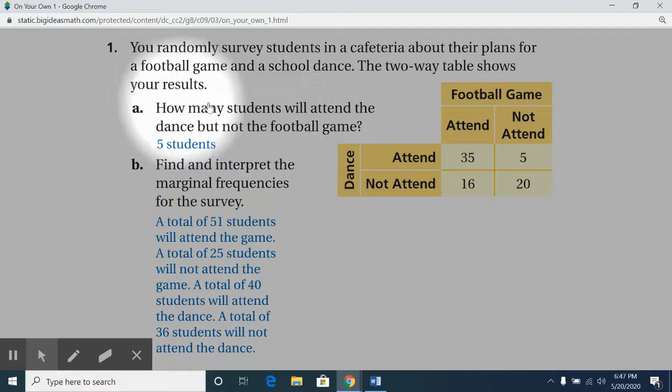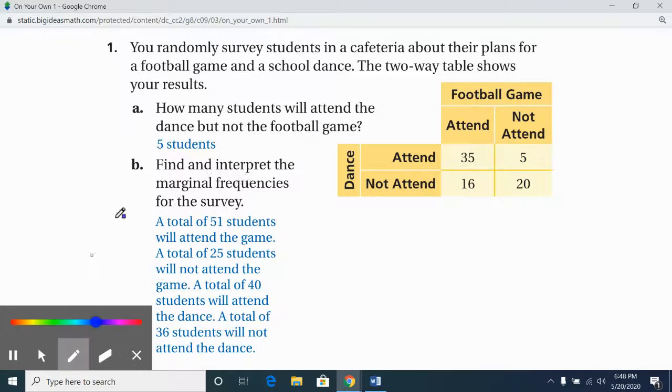All right, so how many students will attend the dance but not the football game? So they will attend the dance. That's this row right here, so it's one of these, but not the football game. Here's the football game. The ones that will not attend but will attend the dance would be right here. That's 5 students. Okay. Now find and interpret the marginal frequencies.